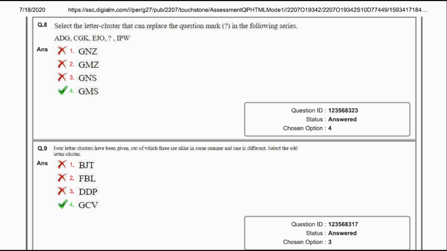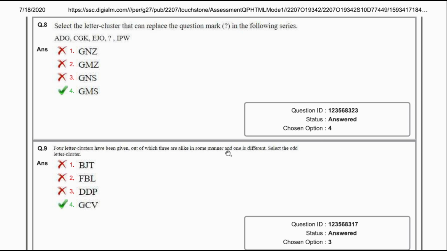A, C, E dash I. So A, B, C, D, E, F, G. So G will be the first character of this series. Then D, G, D, E, F, G. 2 characters missing: D, E, F, G, H, I, J, K, L, M. So M is the second character. So the same way S will be the third character. So option fourth is the correct option.